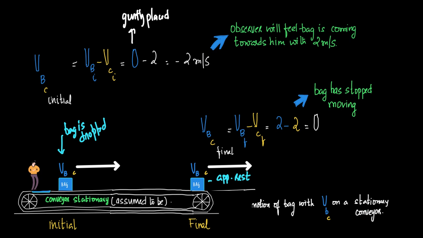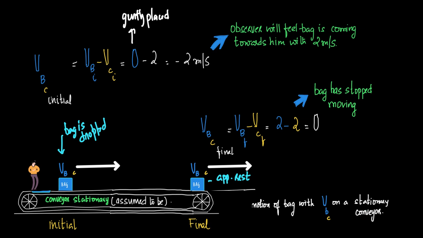Okay. Well, that's the primary concept that you will be able to understand here. Now, looking at the final condition. What is the final condition? Velocity of bag with respect to conveyor final will be equal to velocity of bag final minus velocity of conveyor belt final. Velocity of bag final is 2 meter per second, and velocity of conveyor belt final will also be 2 meter per second. Why? Because it is moving with 2 meter per second constant velocity, and therefore 2 minus 2 is equal to 0. Therefore velocity of bag with respect to conveyor is 0.